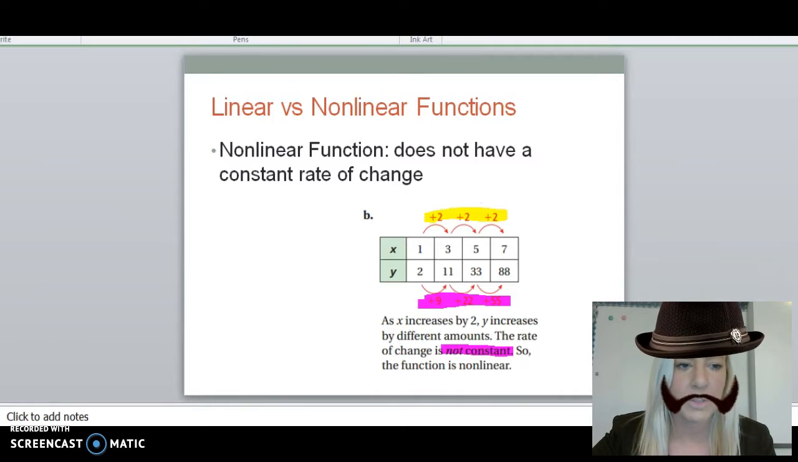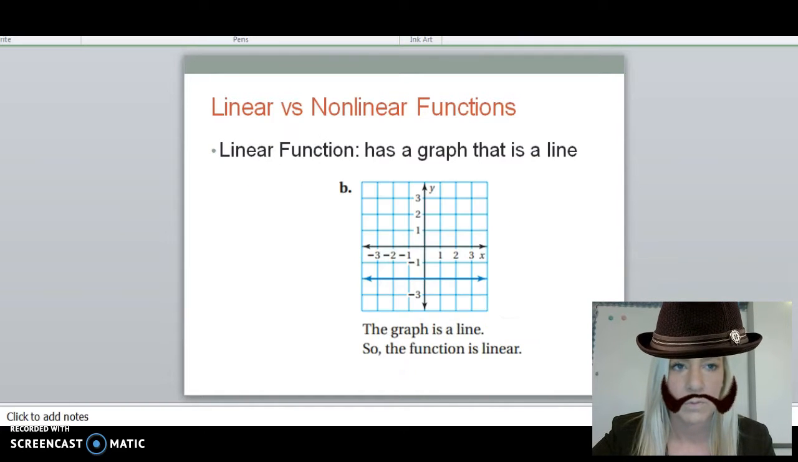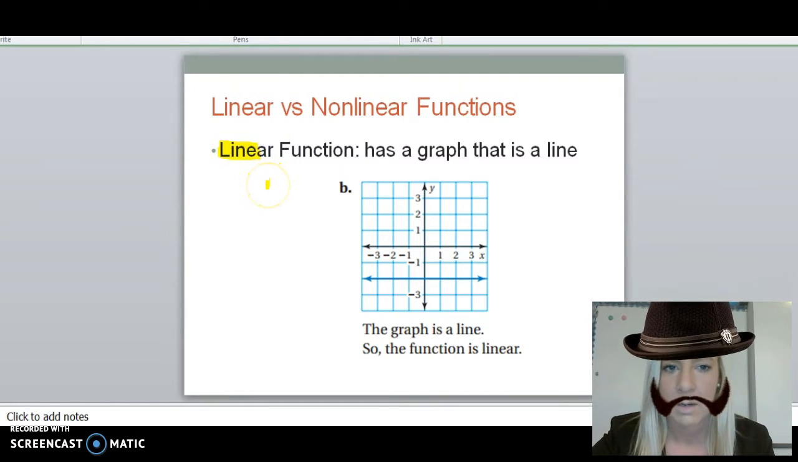There's also another way to determine if a function is linear or nonlinear. So this is an even more simple way to look at it. If you look at the word linear, you'll see the word line. So in order for a function to be linear, the graph has to form a line. So the graph is a line, so this function is linear.